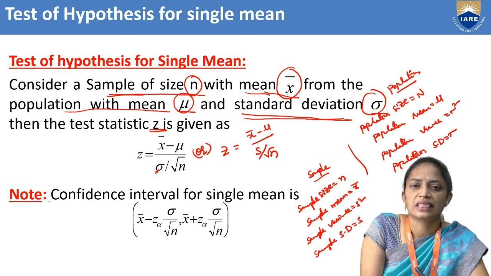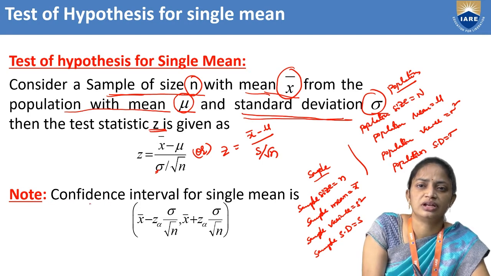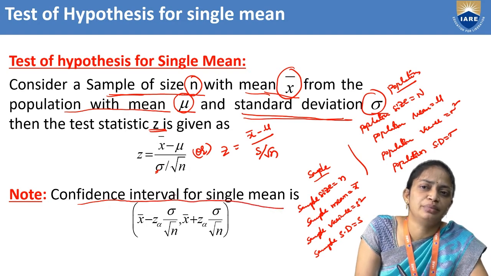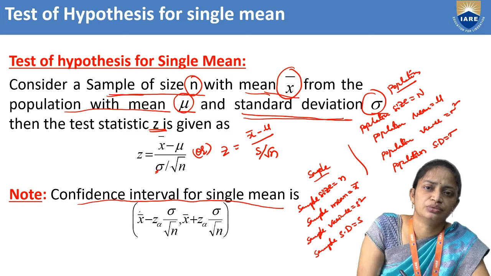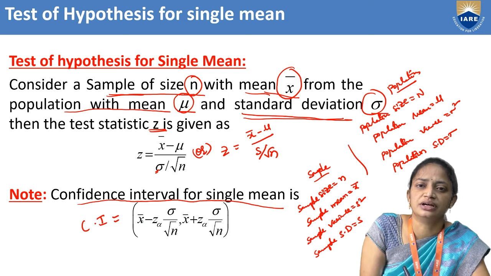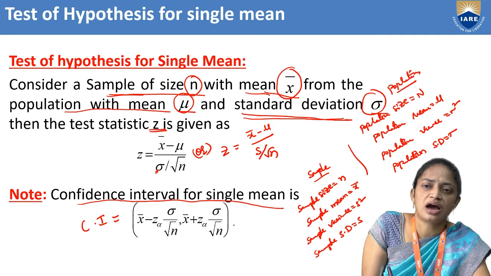Next we have a confidence interval for single mean. Confidence interval is possible only for a single sample. The confidence interval formula is x bar minus z alpha into sigma by root n, comma, x bar plus z alpha into sigma by root n. This can also be written as x bar plus or minus z alpha into sigma by root n. Sometimes we can write it like this also.